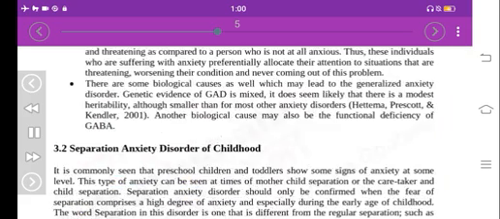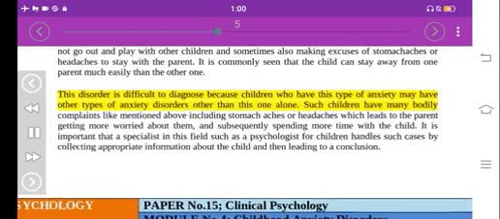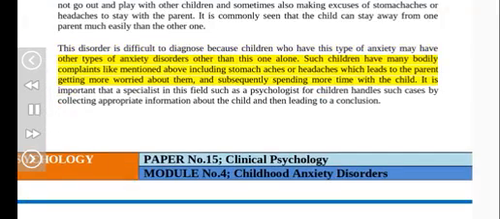This disorder is difficult to diagnose because children who have this type of anxiety may have other types of anxiety disorders other than this one alone. Such children have many bodily complaints like those mentioned above, including stomachaches or headaches, which leads to the parent getting more worried about them and subsequently spending more time with the child. It is important that a specialist in this field, such as a psychologist for children, handles such cases by collecting appropriate information about the child and then leading to a conclusion.